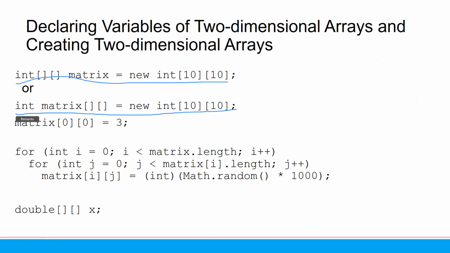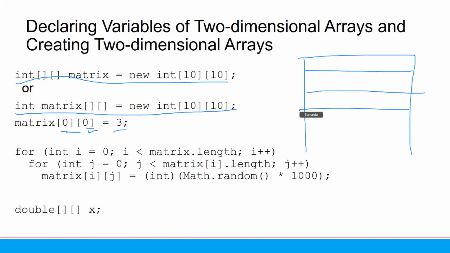And for every element, you can access the position. For example, this is the position index 0, this is index 0, and then I want to put the value 3. So in this case, I can just make a kind of table.